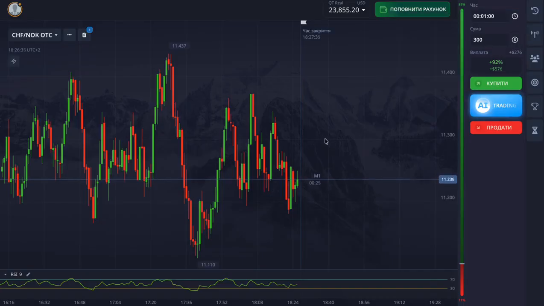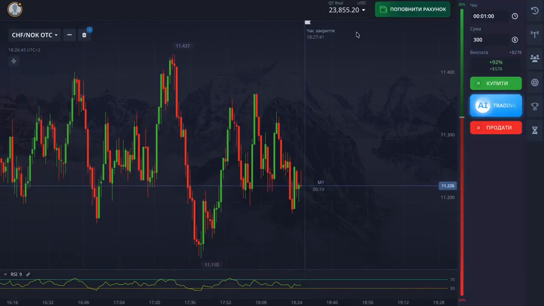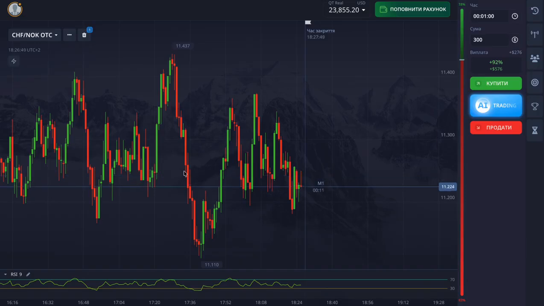My balance is $23,855. I'm refreshing the page so you understand that this is real money and we are starting to trade. I'll be entering trades for $300. I've also made this little table where we'll be marking our pluses and minuses and start trading.